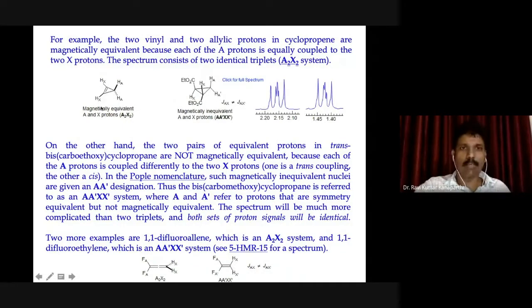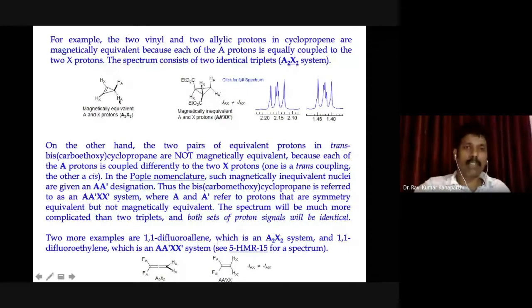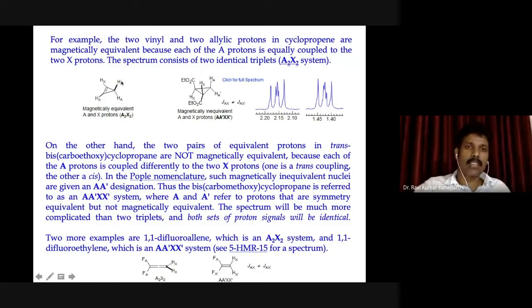This is a cyclopropane, with these two protons HA and HA. The coupling of these two protons with this one and this one, if they are the same, we say these two HA protons are equivalent. In this case, you can think of the coupling JAX and JAX. Both are the same, and therefore we say it is magnetically equivalent.